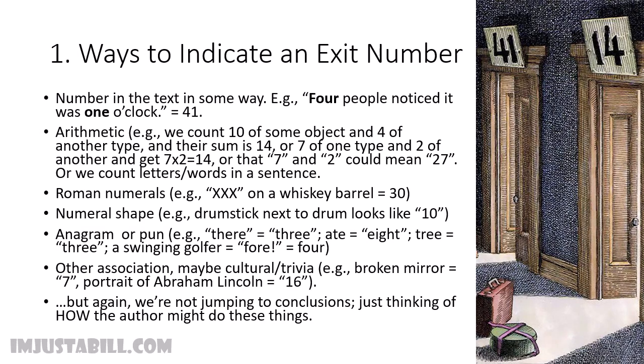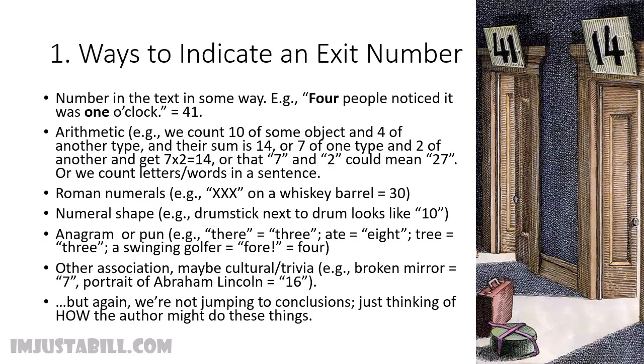So again, we're in some room. There is some correct door to take. That door, of course, has some specific exit number. And let's say we wanted to put in a clue. Let's say we're writing the book. We want to put in a clue somewhere that specifies that door by exit number. How could we do that? Well, we could mention the numbers in the text in some way.